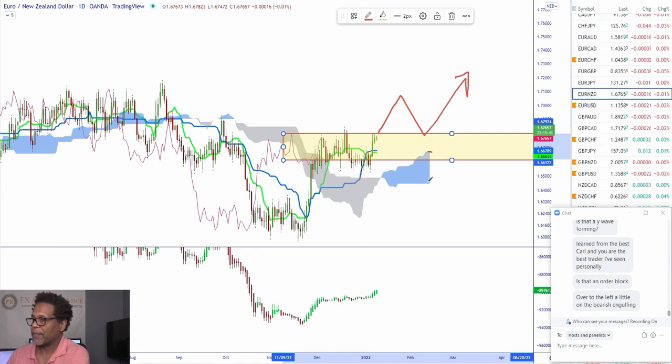So this cloud is getting too thick. So what we need to see is span B roll up. It's not happening yet. So it won't happen unless we violate this level. Then maybe we correct and then we can go long. All right. There is some demand coming into the market here. So that's what I wait for. We need to break structure though.